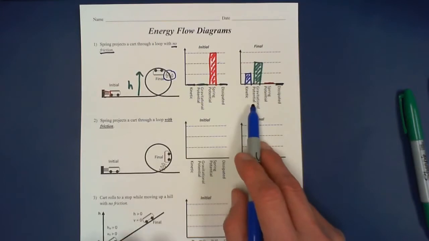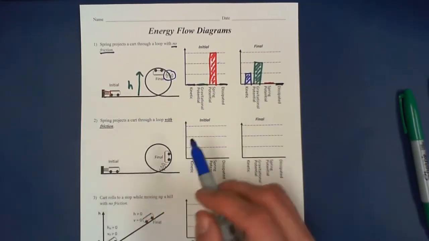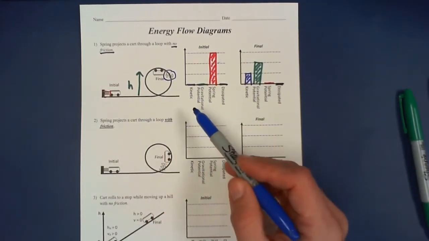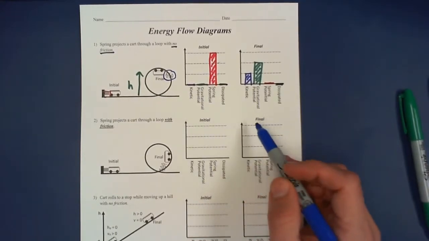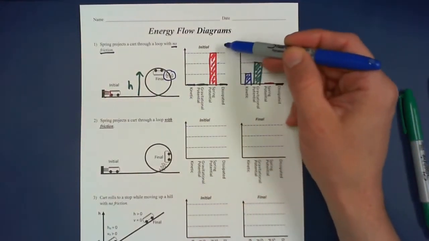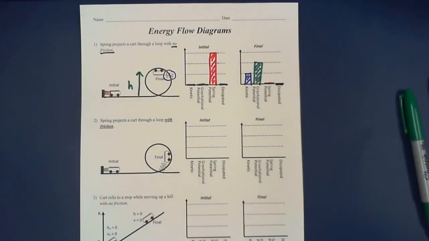So in order for energy to be conserved, you have to have energy transfer from one type to another. So some energies have to decrease, some energies have to increase, but the total amount you start with is equal to the total amount that you end with. That's what I want this worksheet to be able to show.